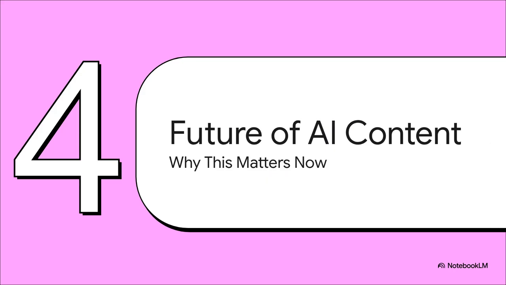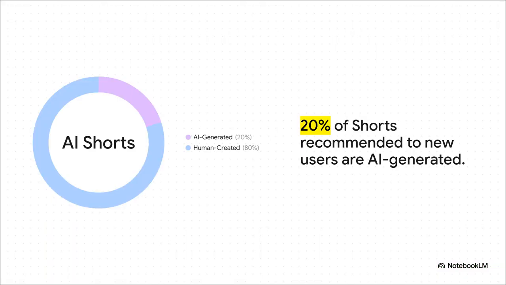And finally, Section 4, the future of AI content. Why this matters now. Now, what's really interesting about this slide is the sheer scale of the situation. Right now, 1 in 5 or 20% of shorts recommended to new users on YouTube are AI-generated. 20%! That is a massive portion of the daily content diet being fed to audiences. This statistic alone proves exactly why YouTube had to implement these highly visible labels and why they had to do it right now. The wave of synthetic media isn't some distant future concept. It is literally already here, and it is incredibly substantial.